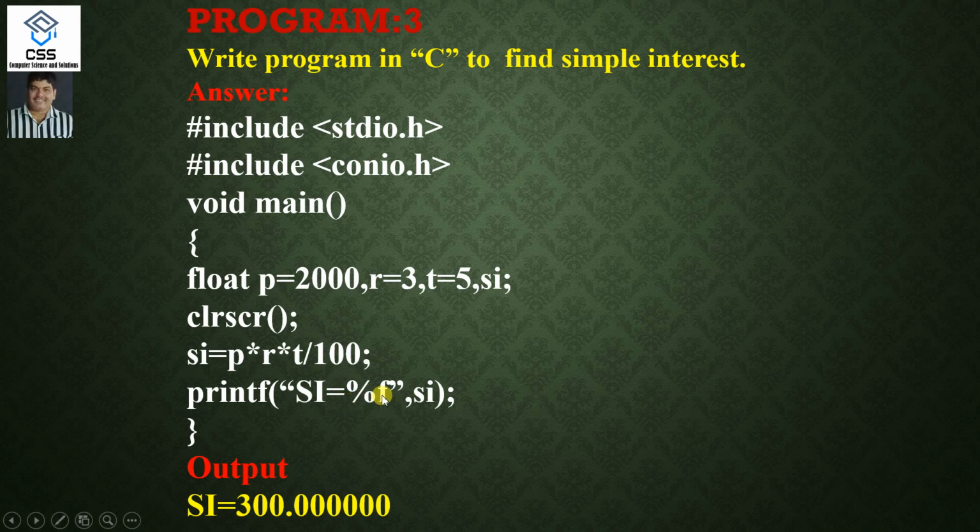Why have I taken %lf? For float type of value. Now why have I taken SI equal to? This is a message part. I can give it, I may not give it. So there is no requirement of telling again the header file and the main function.